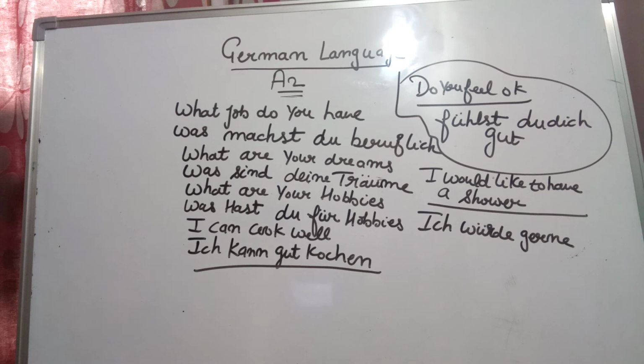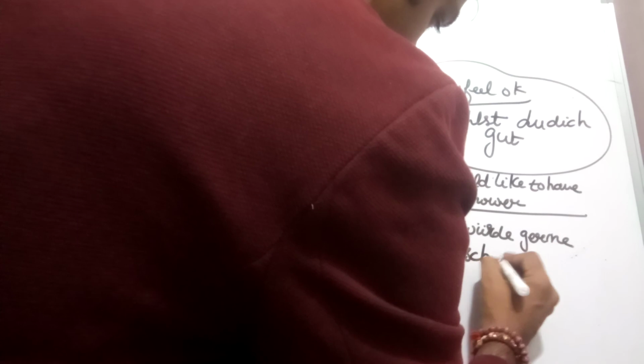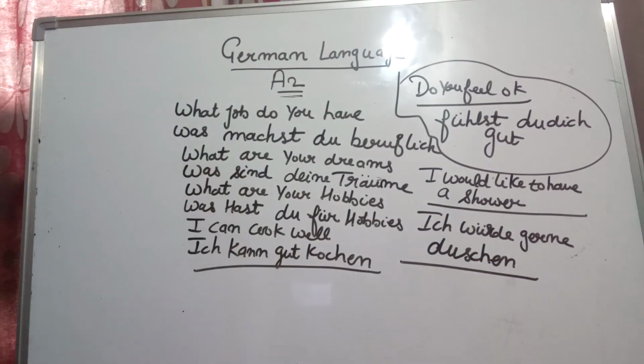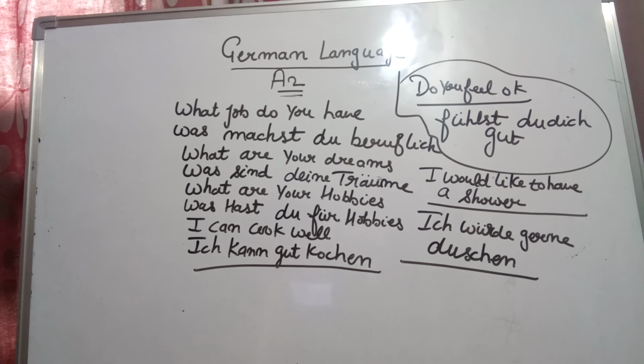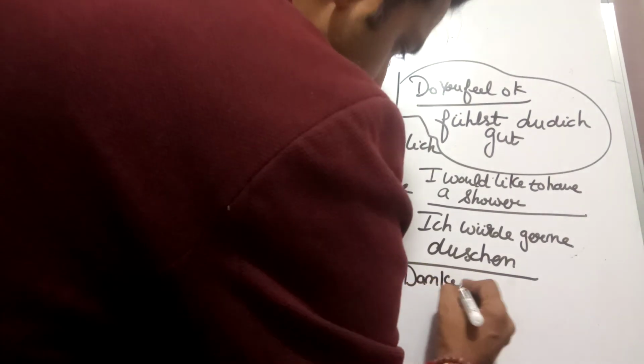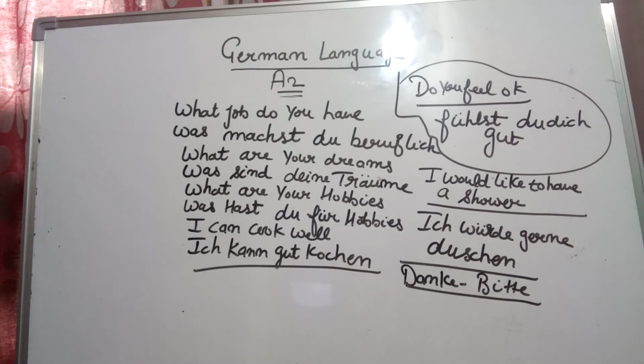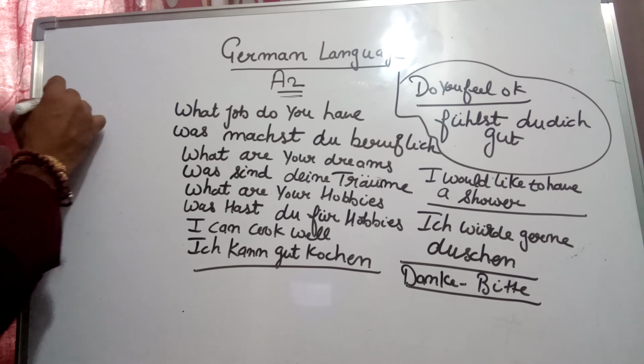I would like to have a shower. If you're saying, I would like. Now you tell me, I would like. We have already wasted a lot of time. I would like to have a shower. So you tell me, ich würde gerne, exactly. Ich würde gerne.